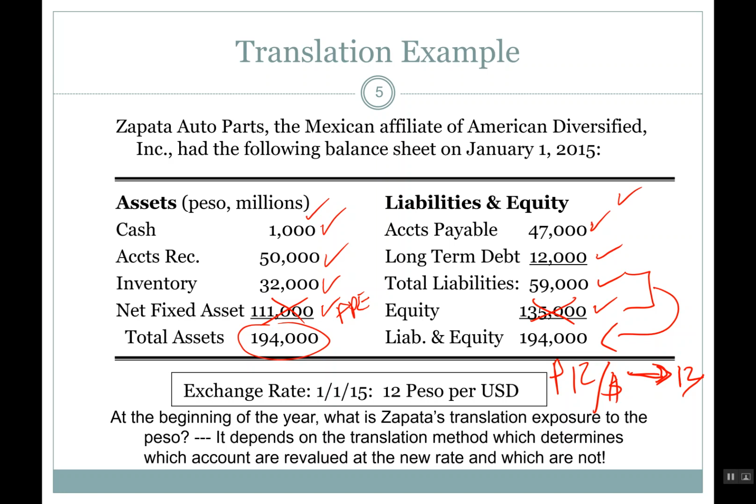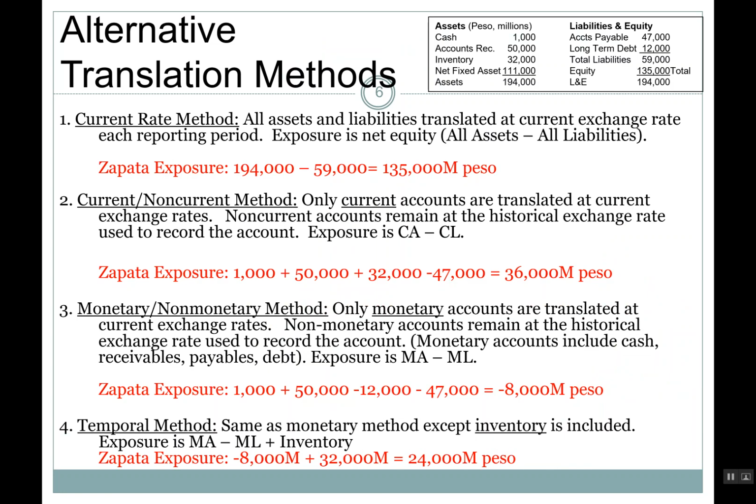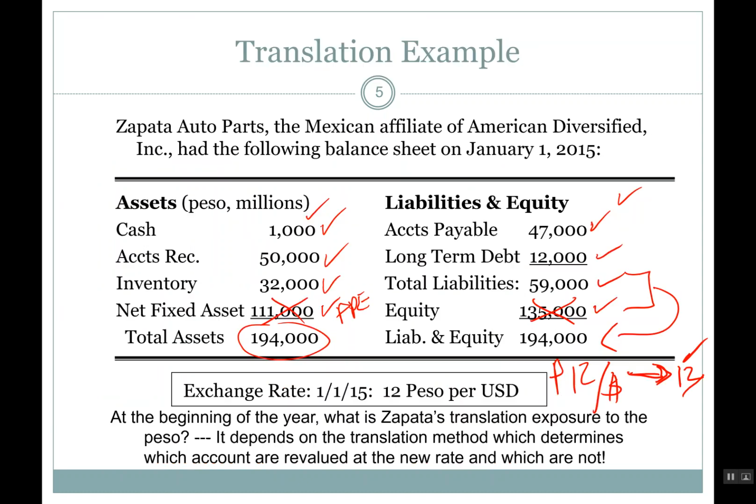Here are 4 possible translation methods. Only 2 become relevant. All they relate to is which of these accounts have to be revalued based on the new current exchange rate. And if the exchange rate goes from 12 to 13, do I show a gain or a loss? So let's say one method is the current rate method. The current rate method's easy. It's brutal too. That means every asset, every liability gets updated to the current exchange rate every period. So every asset, every liability gets revalued at the new exchange rate of 13 to 1.